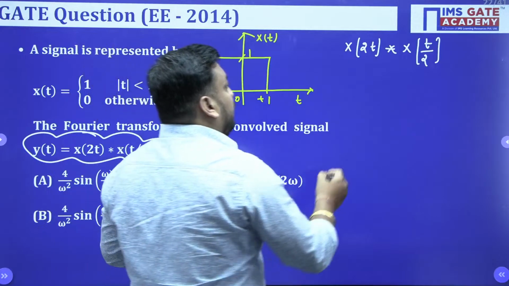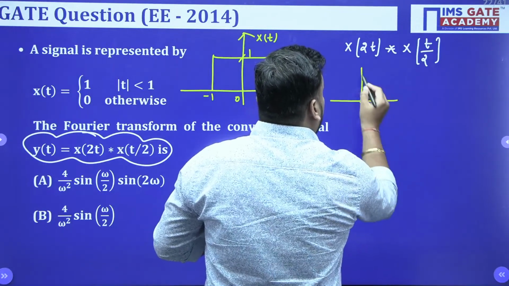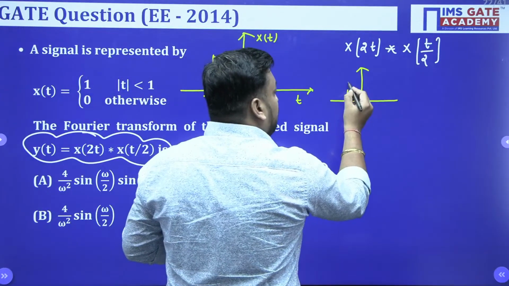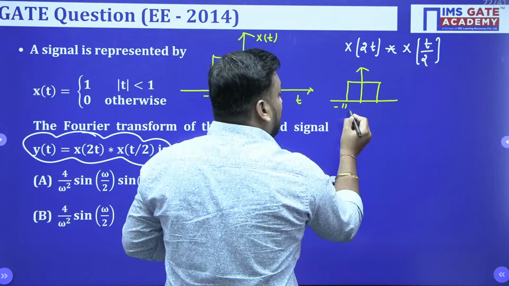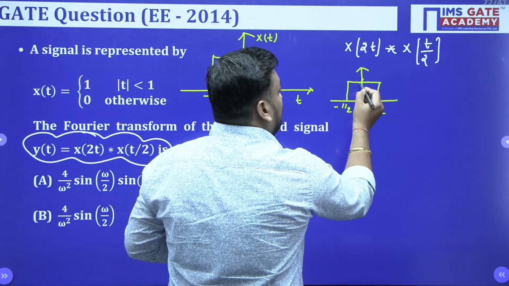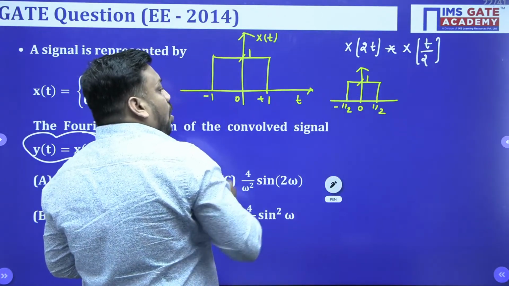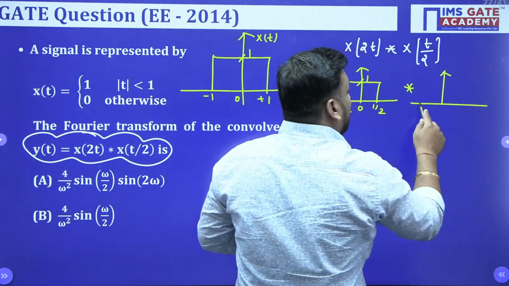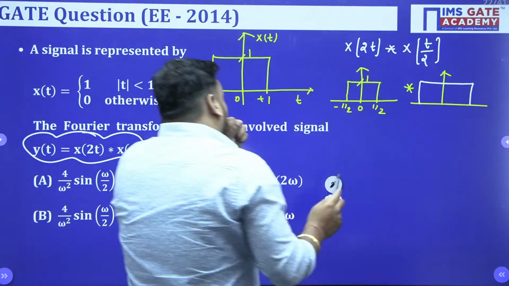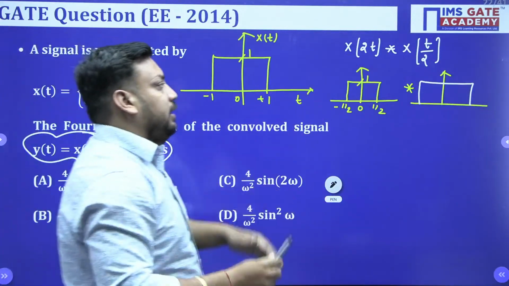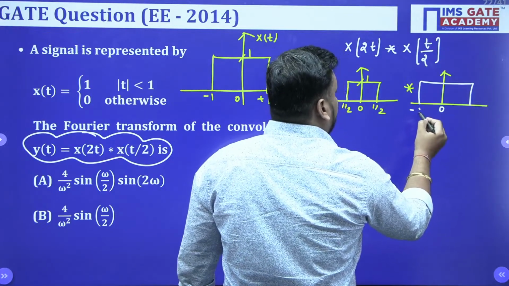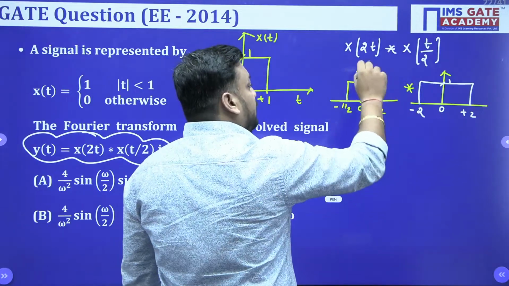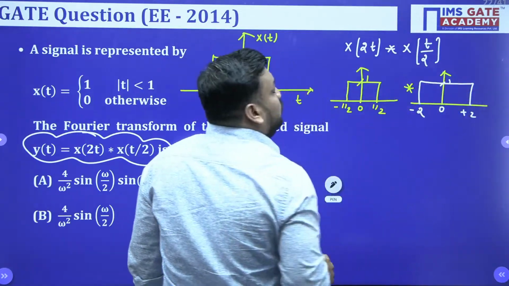So if I talk about x of 2t, first of all, tell me what is the x of 2t curve? It is compressed, so the new curve will be from -1/2 to +1/2. Magnitude is still 1. Similarly, for x of t by 2, this time it will expand. It will multiply by 2, so it will be -2 to +2, magnitude 1. Suppose this is my x1(t), this is my x2(t), and this is convolution in time.